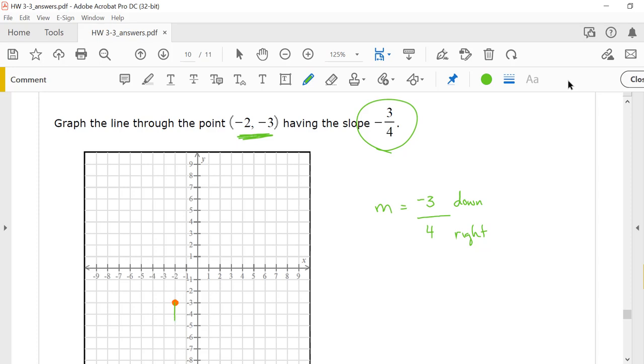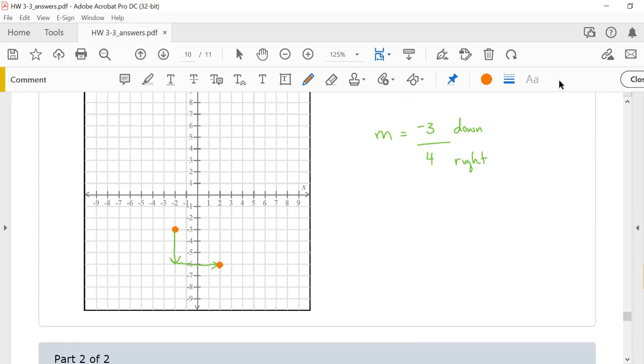So down 3 and then right 4. My next point is going to be at 2, -6. Now I could do that game several more times if you want to. And actually, let's do that. I'm going to go down 3 and right 4. There's another point.